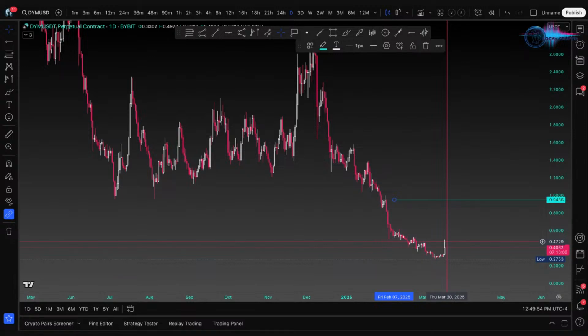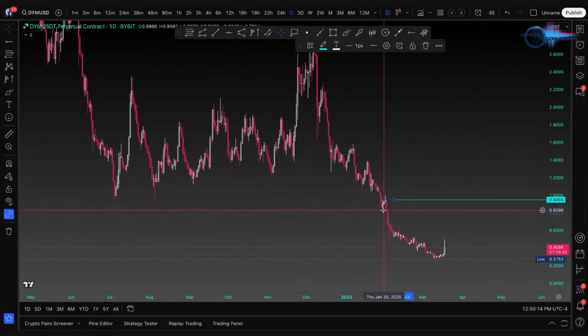I shouldn't need pen and paper if I got the chat to scroll back through. Yeah, I believe this is probably going to work its way back up as long as Bitcoin could hold up or stay sideways and fill this imbalance here.